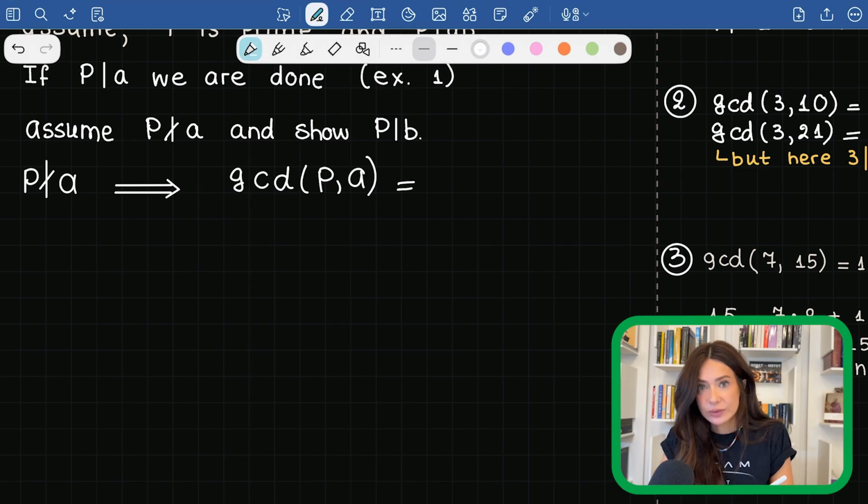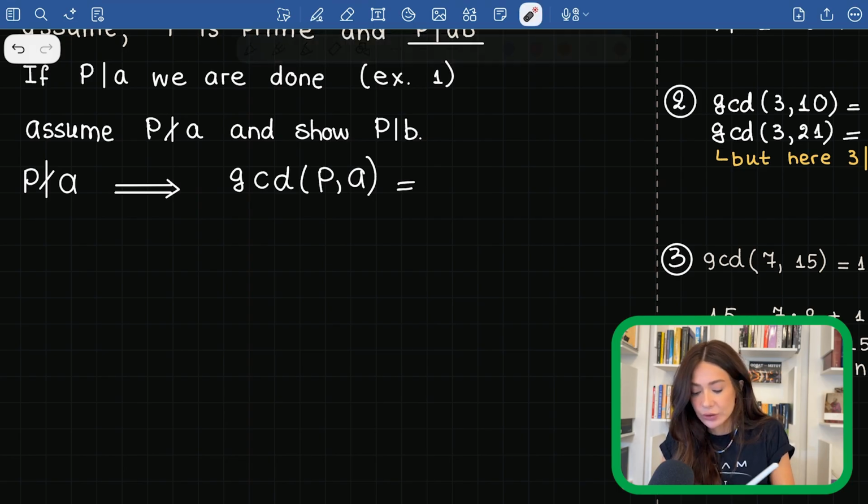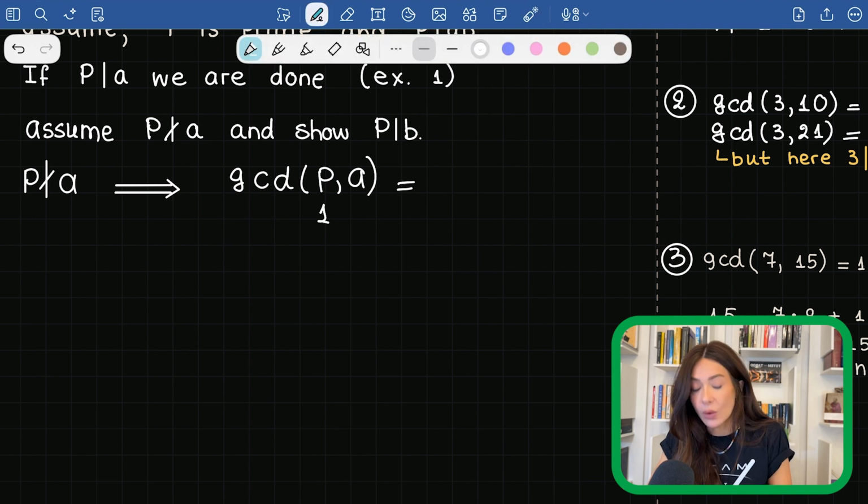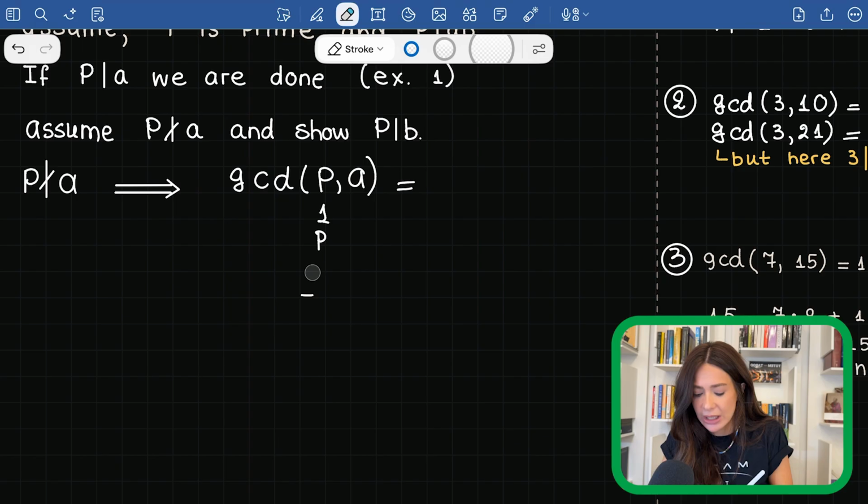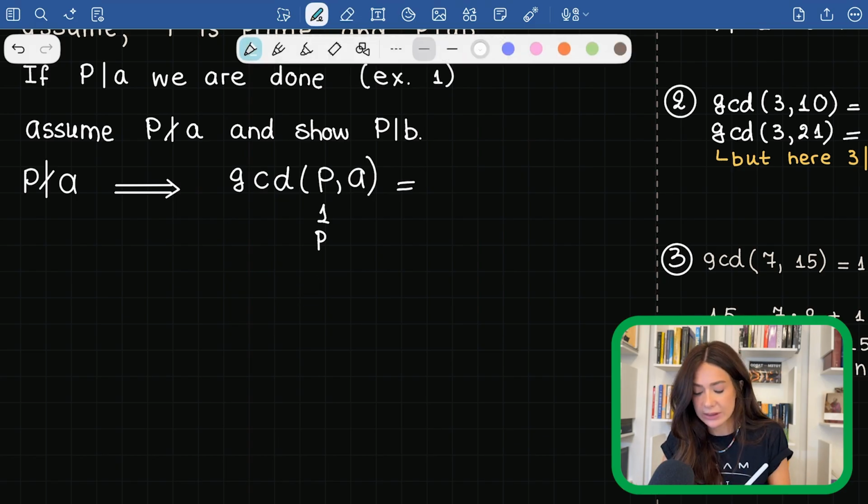That equals, let's talk about it. So P is a prime number. We know a full list of its divisors. It can be 1 or itself, P, or -1 or negative P. But we're talking about greatest common divisors, and those wouldn't even make the cut. So I won't consider them.